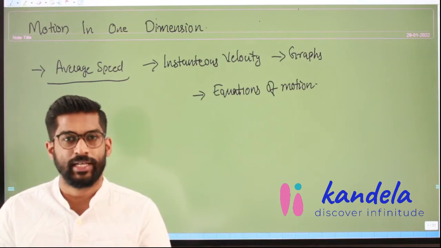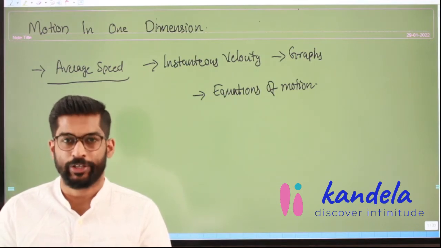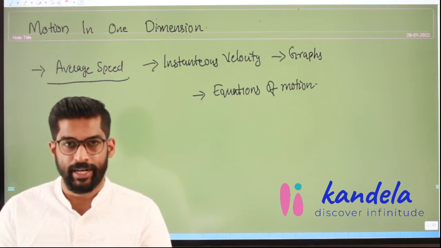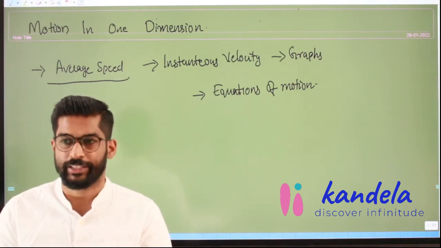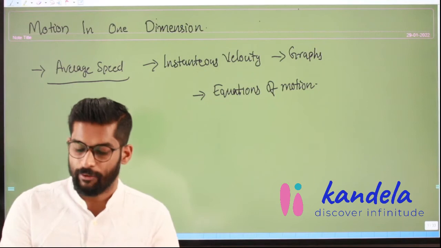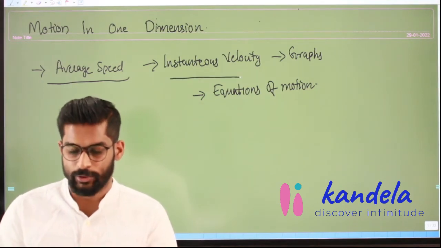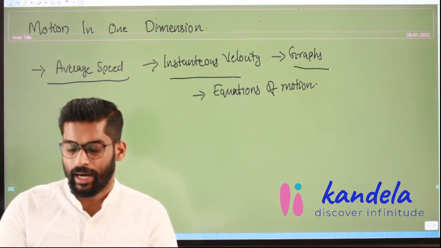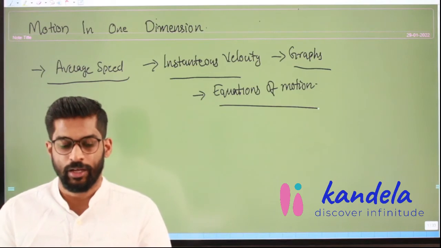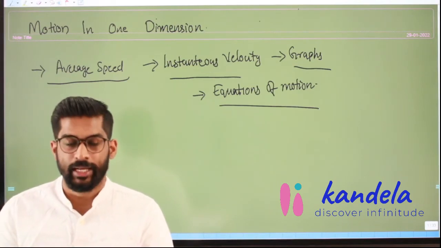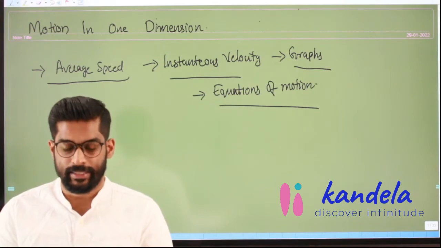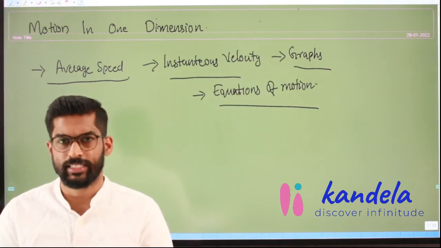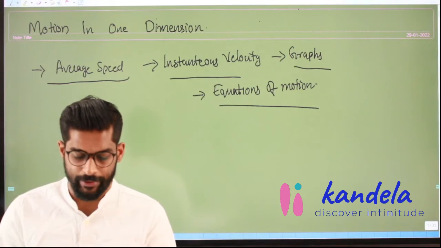This is one of the easiest but very important chapters from the NEET point of view. So we have subdivided the whole chapter into four major topics: average speed, instantaneous velocities, graphs, and equations of motion. We will be covering today the questions that have been asked in previous year exams. So let's begin with our first topic, average speed.